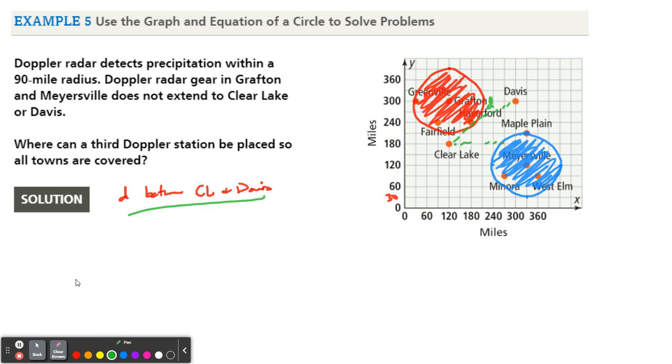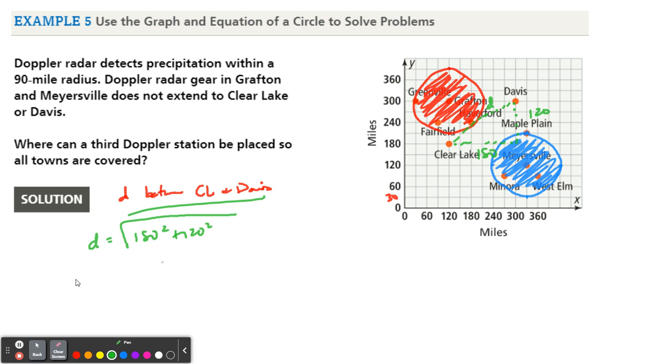So I'm going to make the right triangle. Distance equals the square root of x squared plus y squared. So the x: 1, 2, 3, 4, 5, 6. That's 6 times 30, which is 180. And then 1, 2, 3, 4. That's 4 times 30, which is 120. So we're going to take the square root of 180 squared plus 120 squared.